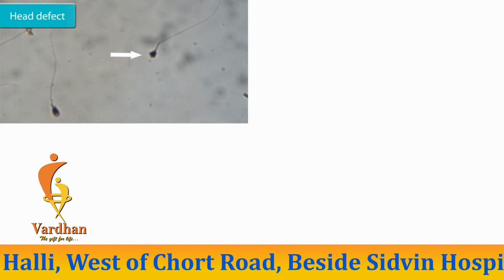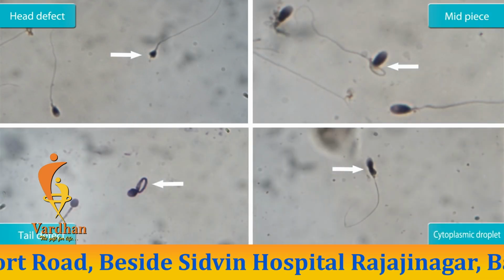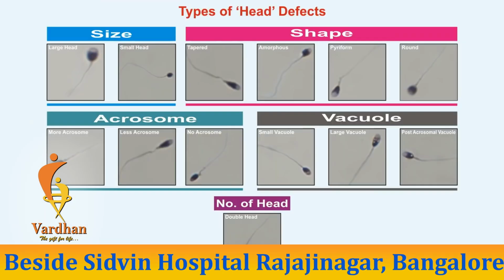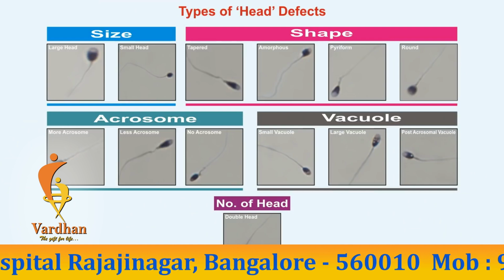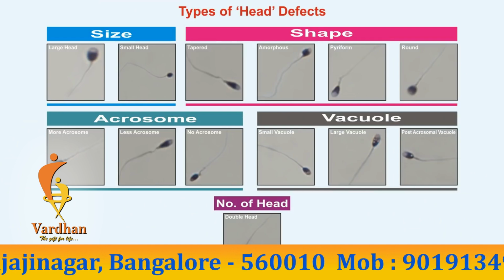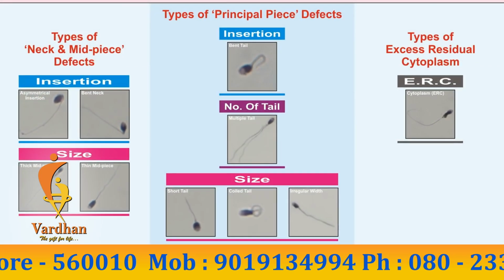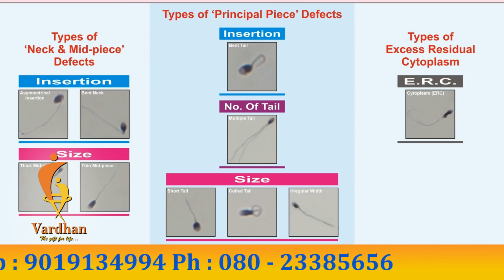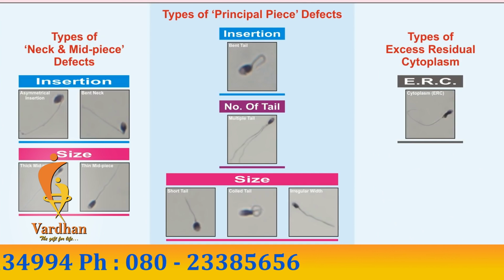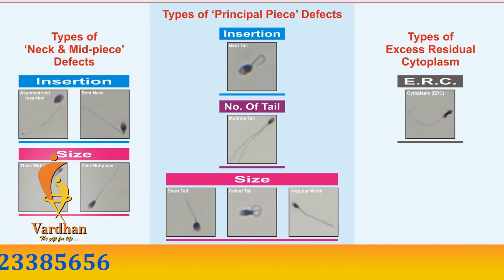We look for head defects, for mid piece or neck defects, and then for the tail defects. Coming to head defects, there is small head, pin head, pyriform head, and many other defects of the sperm head. Then coming to the neck or mid piece defect, we see the bent neck, and coming to the tail defect, we see the coiled tail. These are the defects which don't help in fertility.